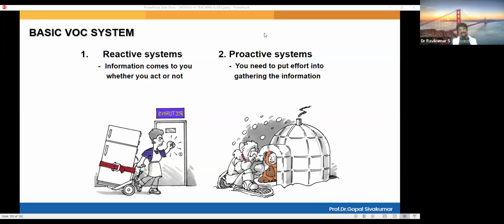That information comes to the organization. The customer calls the company to provide feedback about the wrong product or wrong service. Okay, that is a reactive system.